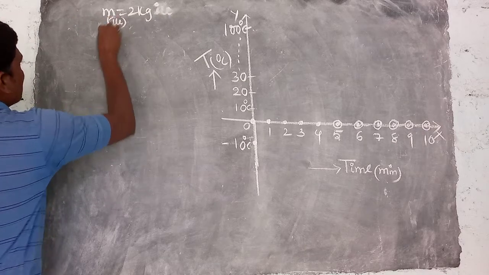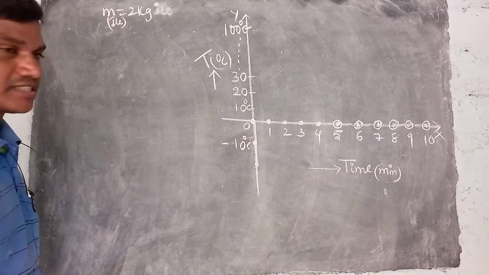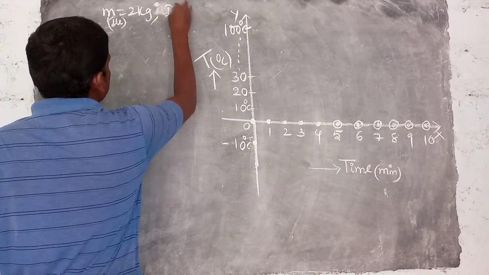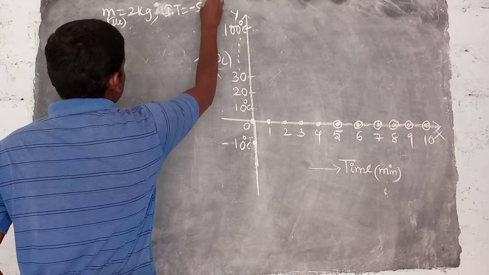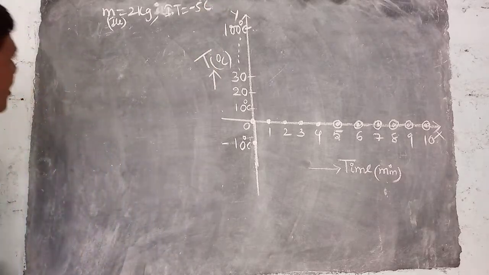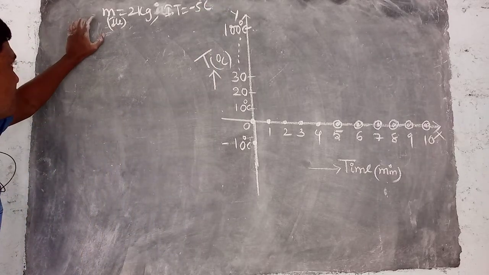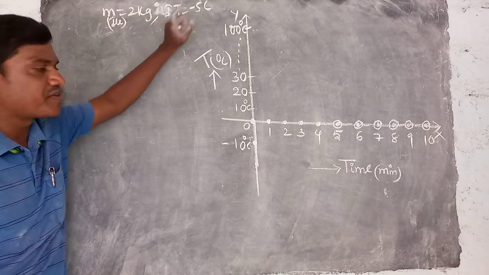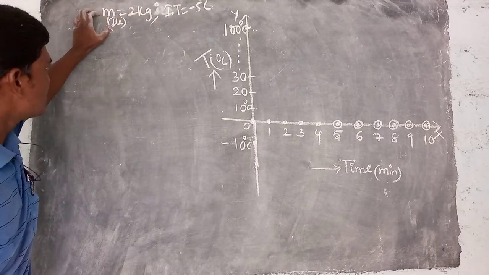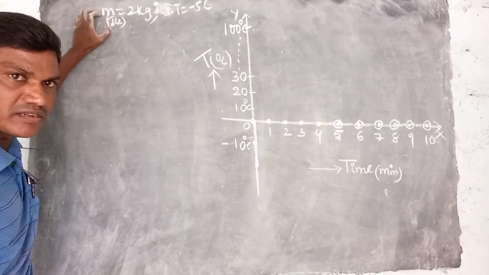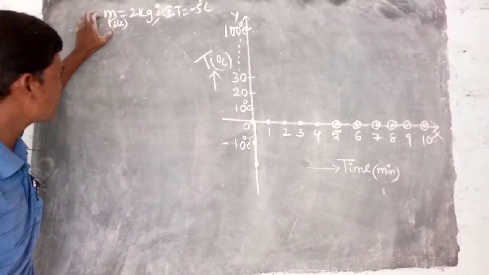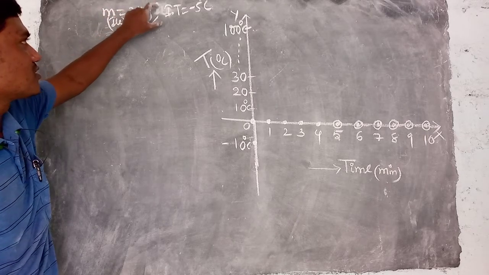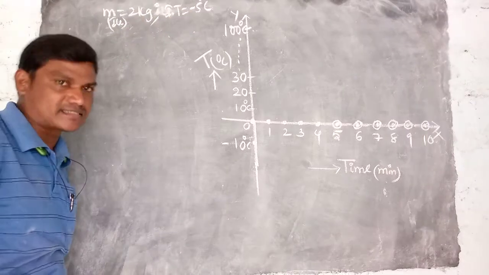The mass of the ice is 2 kg, and its initial temperature is minus 5 degrees Celsius. It is continuously heated. Listen very carefully. The mass of the ice is 2 kg and the initial temperature is minus 5 degrees Celsius. Now this mass of ice cubes is taken into a beaker and gradually heated, and finally the temperature reaches 0 and then 100 degrees Celsius.